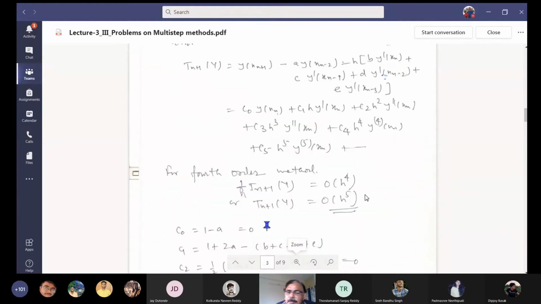Did you understand why? If up to C4 it is 0, then the local truncation error will be only C5 h to power 5 times y^(5) or whatever it is. So this will be of order h to power 5, which means the method will be of 4th order. To get the 4th order method, C0 should be 0, C1 should be 0, C2 should be 0, C3 should be 0, and C4 should be 0. Is that clear? Yes, sir. Adrija?